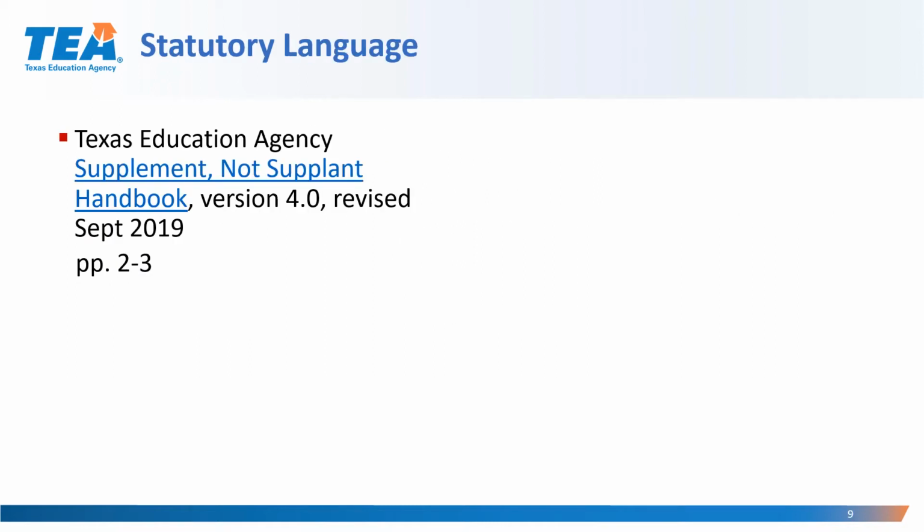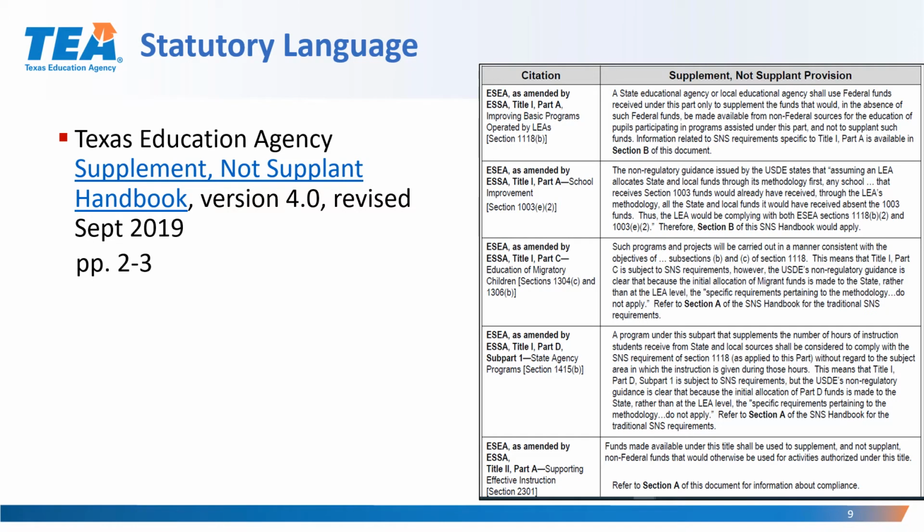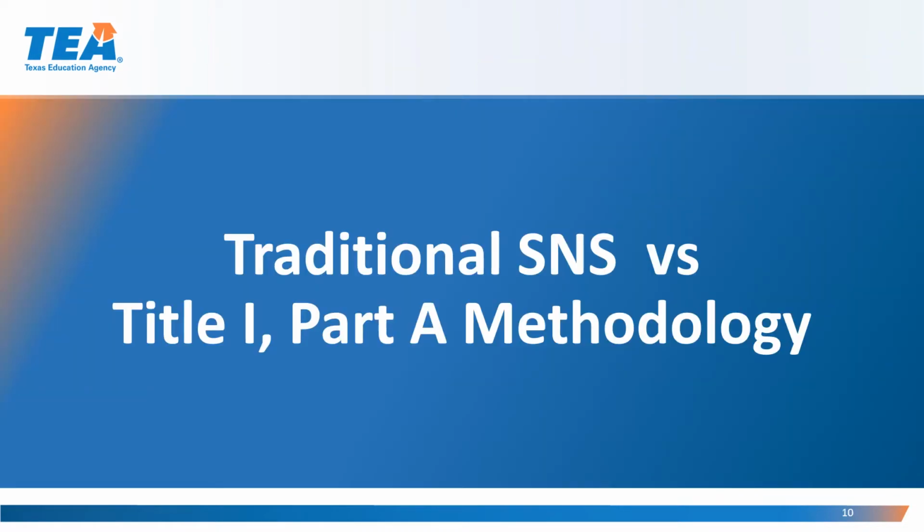The wording of the SNS provision is slightly different in each statute. The SNS handbook has a reference chart on pages 2 and 3 that lists each program and its specific SNS language. In the next section, we will distinguish between the traditional SNS and the Title I Part A methodology.